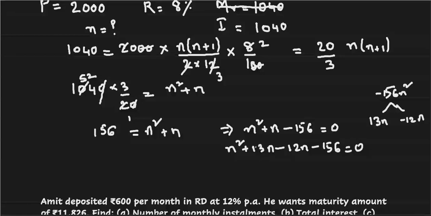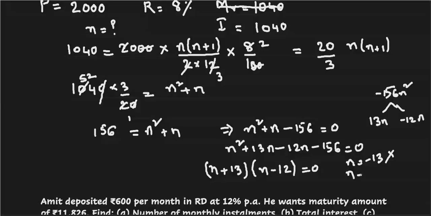So this is how you split it: n square plus 13n minus 12n minus 156 equal to 0. Here n is common, n plus 13, here minus 12 is common, n plus 13. So after factorization, you will get n plus 13, n minus 12. If you compare both the terms to 0, you will get n value as negative 13, which you will disregard because time period can't be negative, and n equal to positive 12, which you will consider. So the number of months Suresh is paying is 12 months. This is your answer. Understood? Simple, right? Good.